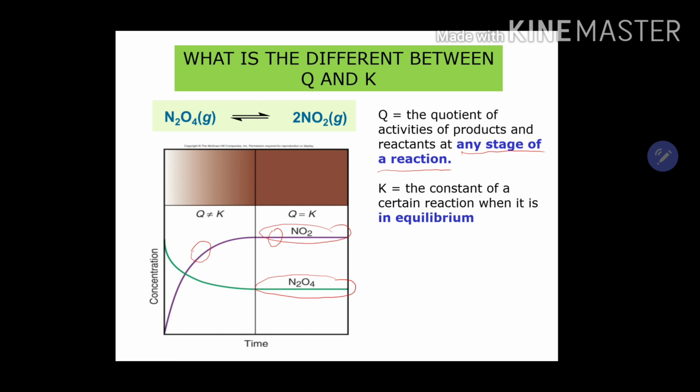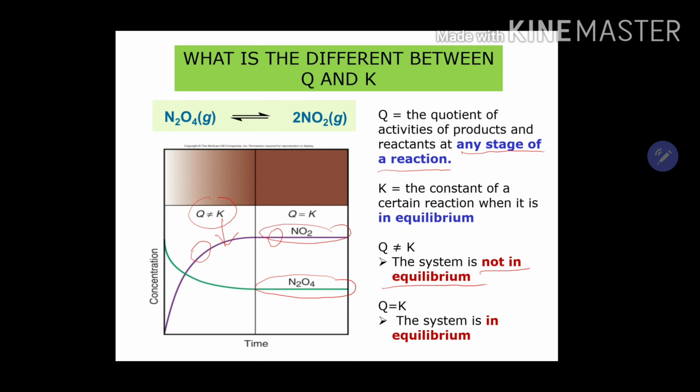So, if the value of Q is not equal to K, it means the system is not in equilibrium. While if the value of Q is equal to K, it means the system is in equilibrium.